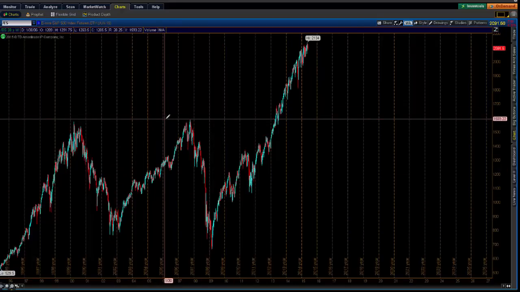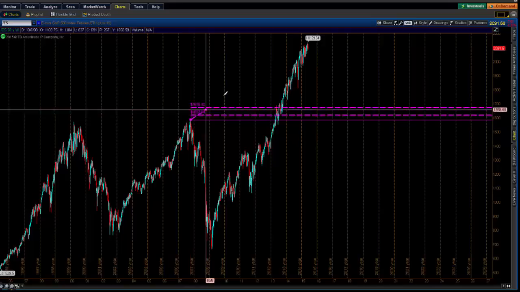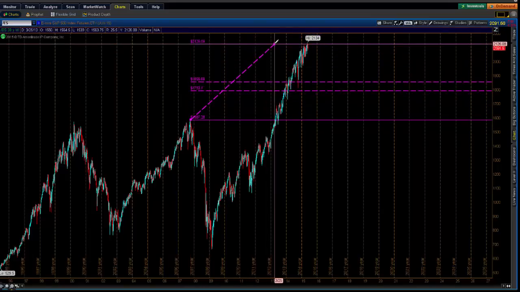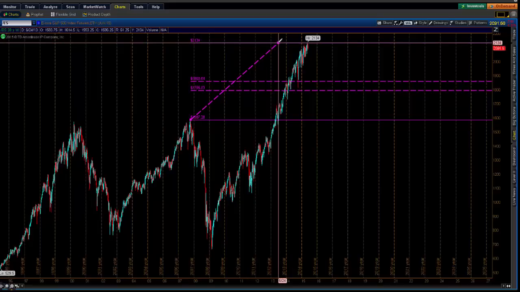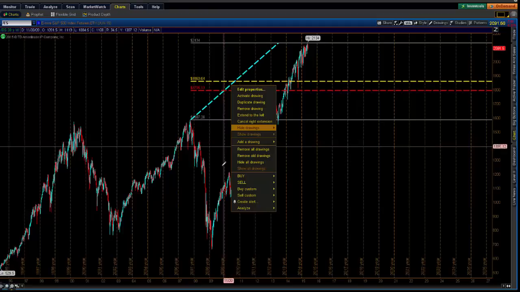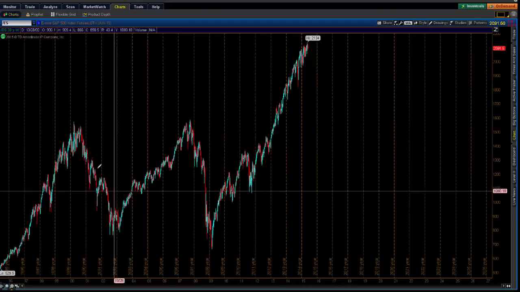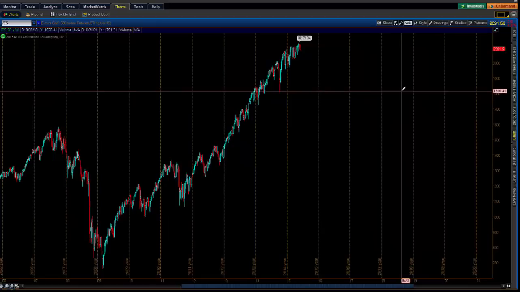We're running extensions from the 2007 highs, two highs, 2134s. Okay, we're just gonna hide this for right now. All right, but we'll talk about that later. All right, but one more time.